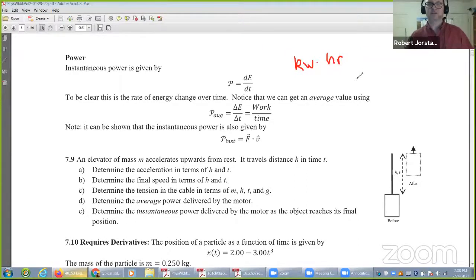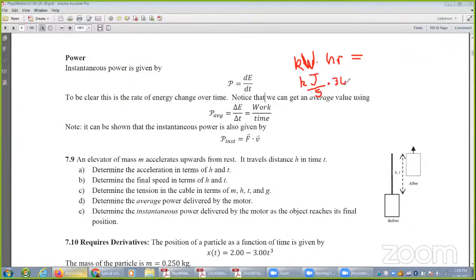Kilowatt hour. So this is what the power company sells you. Are they selling you power? No, that's a bad W. This is supposed to be a capital W. So a watt would be kilojoules per second. What's another way to write an hour that we could use? 3,600 seconds.